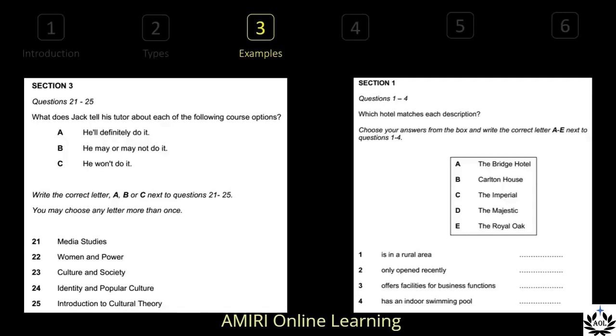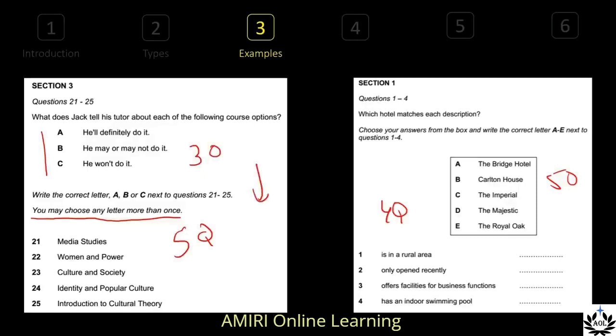Type 1, where options will repeat, and type 2, where options will not repeat. Both of them I'm showing you here. Look at this question where we have mentioned Section 3. You see 21, 22, 23, 24 and 25, 5 questions. And here we have 3 options. You see that? Definitely they will repeat, if they have mentioned you may choose any letter more than once. However, here we have 4 questions and we have 5 options. Here we have 3 options. Hence, we have to repeat it here.